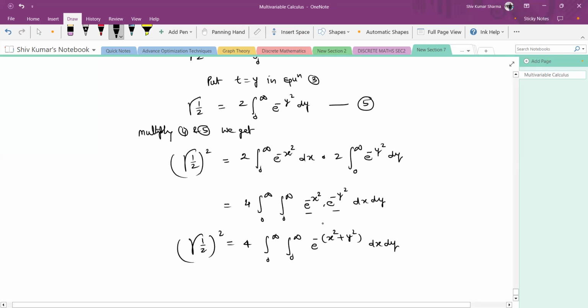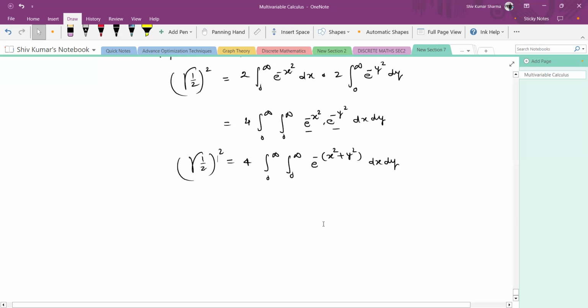Now when we solve this double integral, we solve it by using the polar form. So we convert this Cartesian form into the polar form.